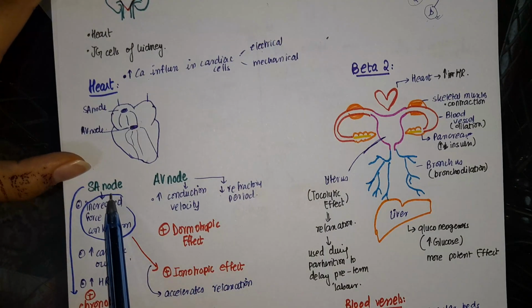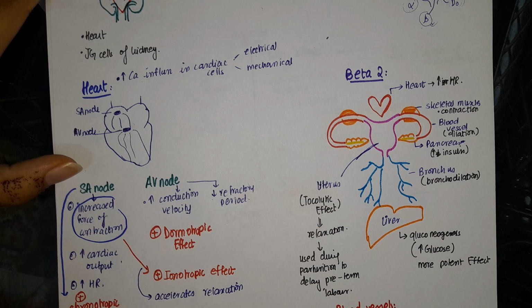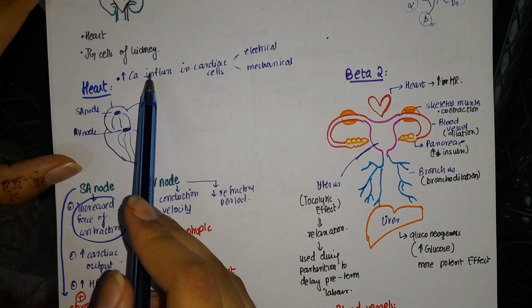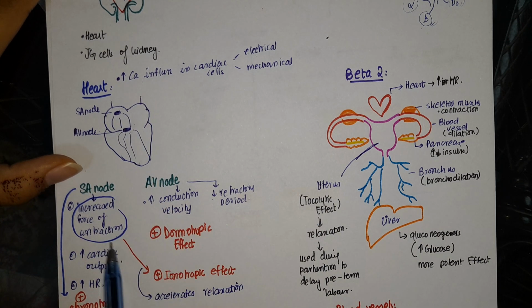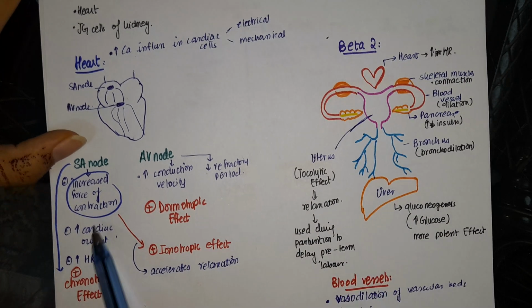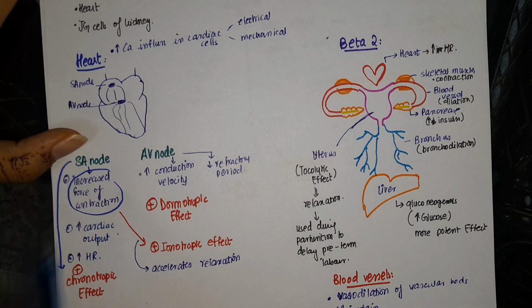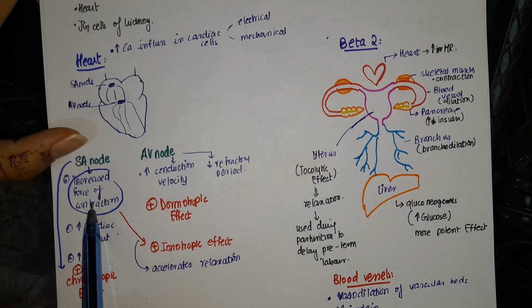So you go to the SA node, there is increased force of contraction because the SA node has now been activated by the influx of calcium ions. There will be increased cardiac output, due to which we will have increased heart rate, and this increased heart rate is known as the chronotropic effect. Increased heart rate, chronotropic effect. For the increased force of contraction, you have the inotropic effect. It means it accelerates relaxation.